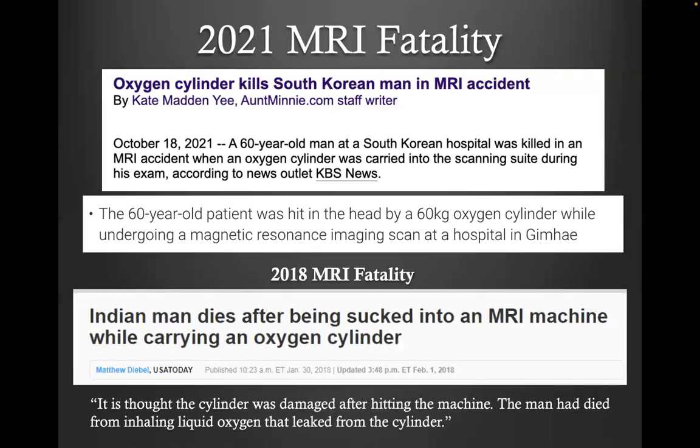A more distant MRI fatality is in 2018. In India, a man dies after being sucked into an MRI machine while carrying, again, an oxygen cylinder. But this man did not die because the oxygen cylinder hit him. He died because the oxygen cylinder broke and liquid oxygen leaked, and just by him inhaling this liquid oxygen, it caused his death.